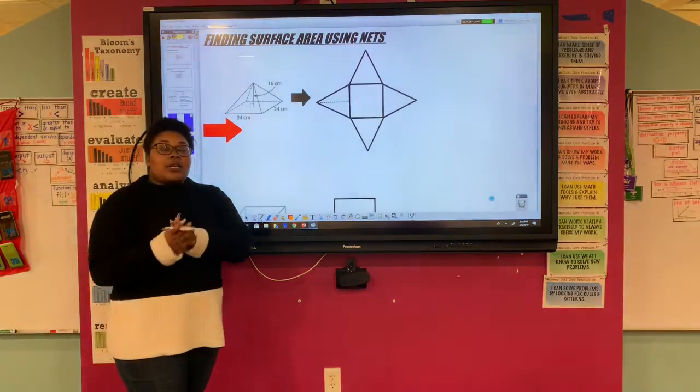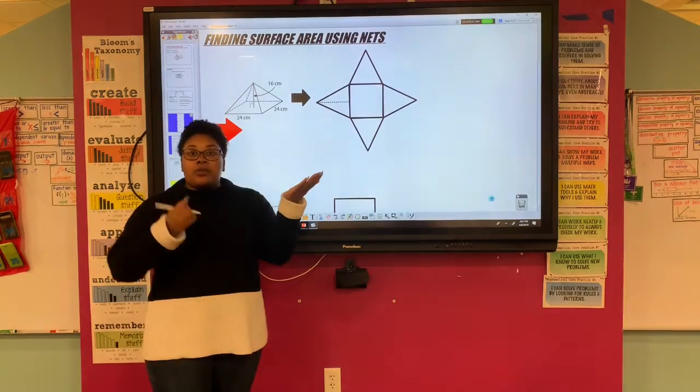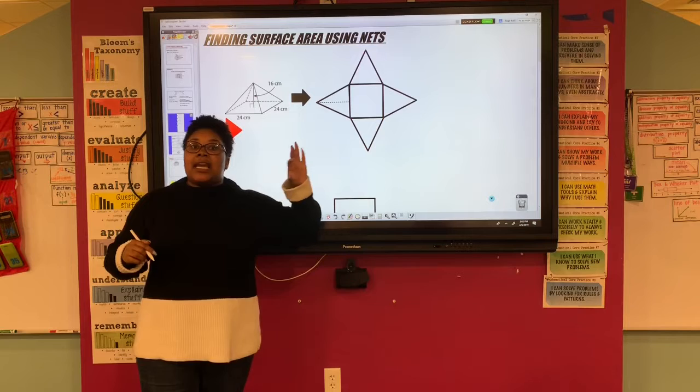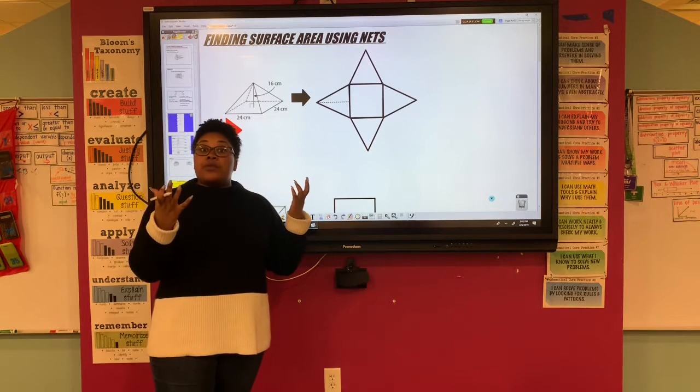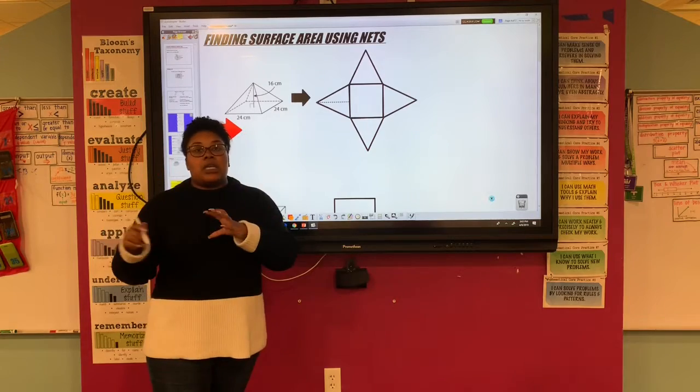So you guys are going to be learning about surface area. So remember the difference between volume and surface area. Volume is the entire figure, so it's the outside and the inside included. Where surface area is literally the name, just the surface, just the outside.